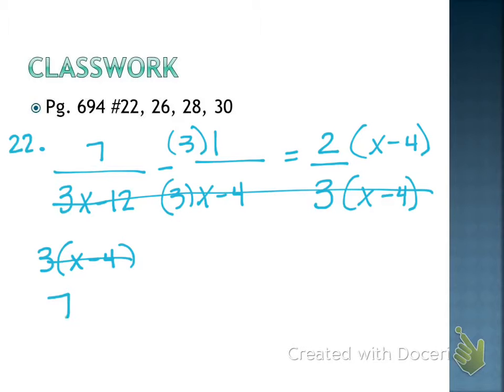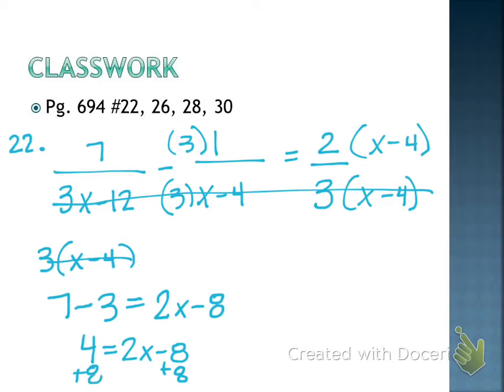So now I have 7 minus 3 is equal to what? 2x minus 8. Perfect, because I've got to distribute that 2 to both terms. Now, we just can combine like terms and solve for x. What would I do first? 7 minus 3 is? What would I do now? Add 8. Perfect. Why wouldn't I subtract 4? Because then there would be nothing left on the one side, and I've got to have something on each side.